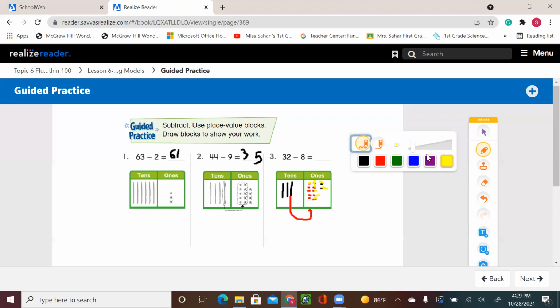So I have 4 ones, and how many tens do I have now? 2 tens.